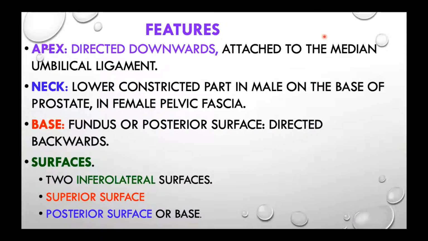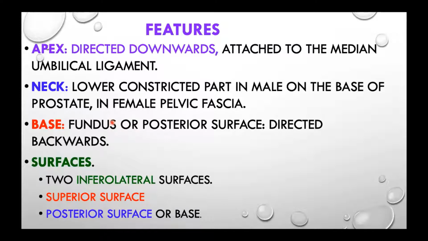Coming to the anatomical features, it has an apex, a neck, a base, and surfaces, and of course borders also. The apex is directed downwards and attached to the median umbilical ligament. The median umbilical ligament is the remnant of fetal life, that is the urachus, and when it is covered with peritoneum, it is called the median umbilical fold.